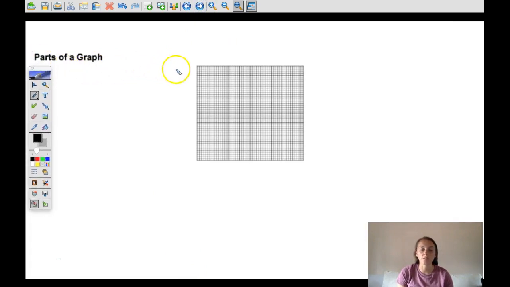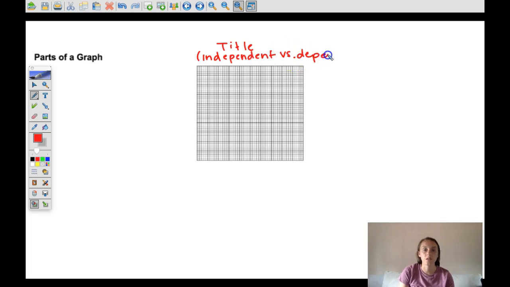There are many different parts of a graph that you have to remember. Most importantly, and this might seem really silly, is the title. If you don't have a title on your graph, your reader is not going to understand what is going on. Typically, and where we start off, is we have the name of our independent variable versus our dependent. And we'll learn throughout the semester of how to give more accurate titles.